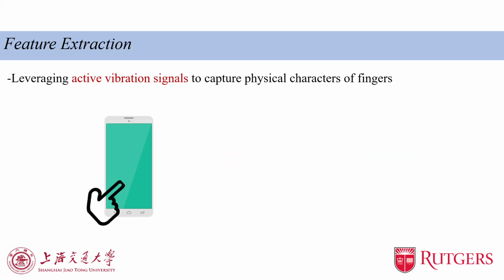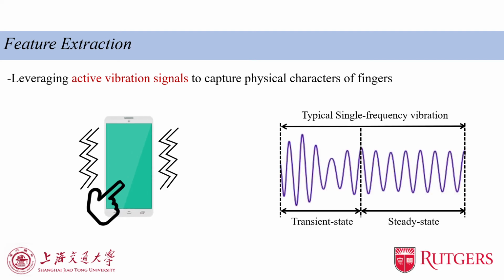To capture the physical characters of human fingers, we utilize active vibration signals that can be generated by smartphones. Typically, most smartphones could generate single-frequency vibration signals, and it can be divided into two states. The transient state when the vibration signal starts, and the steady state when the vibration signal reaches balance.